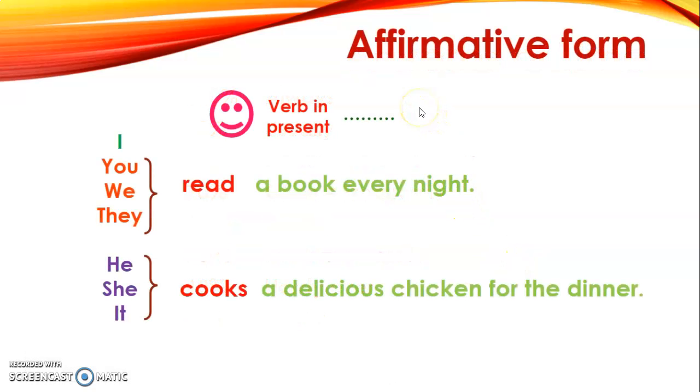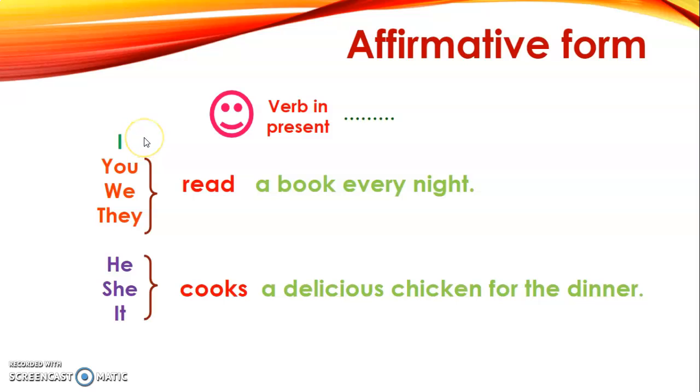Now we are going to continue with the structure of the affirmative form. Vamos a continuar con la estructura de la forma afirmativa del presente simple. This structure must have a pronoun, a verb in present, and a complement. Esta estructura tiene un pronombre, un verbo en presente y un complemento. For example, pronoun, I, you, we, they. Verb in present, read. Complement, a book every night.